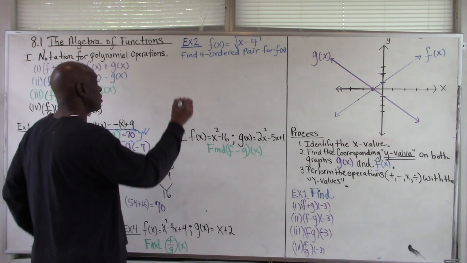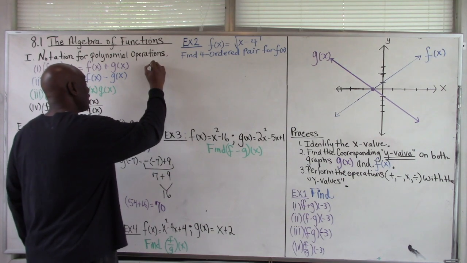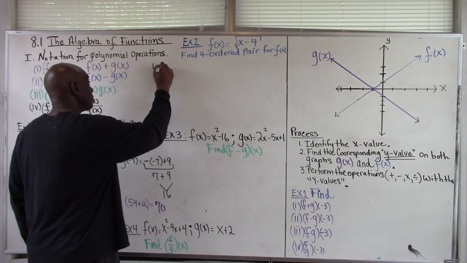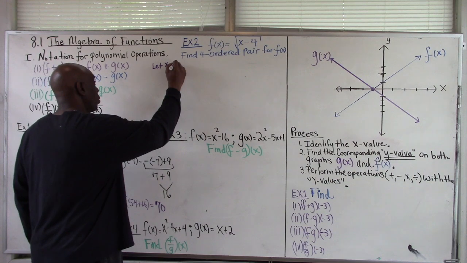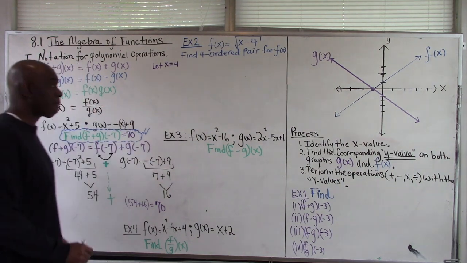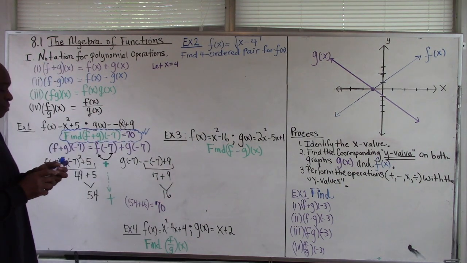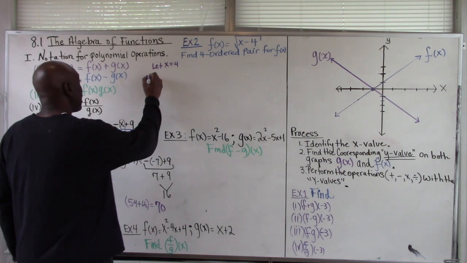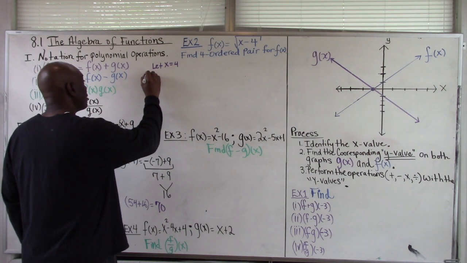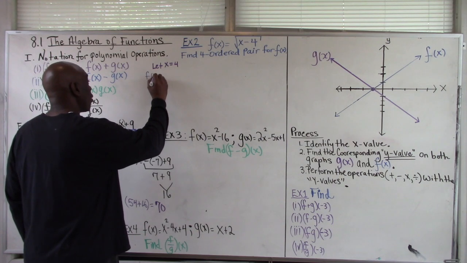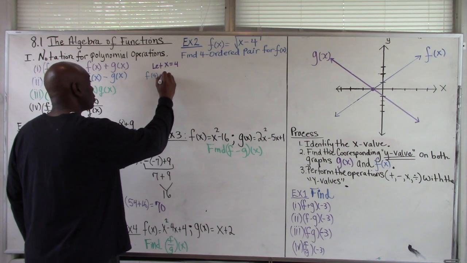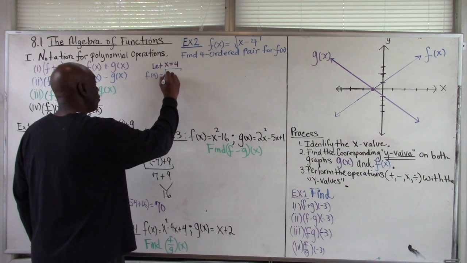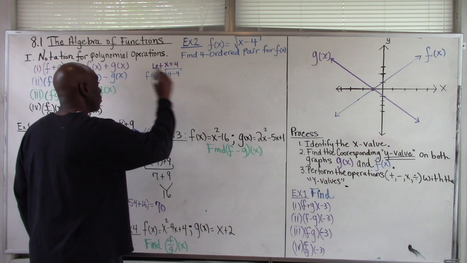To do that, we have to find out what we want to let x equal. Starting off, I'm going to let x equal 4. I'm going to start with 4. So if I let x equal 4, I'm going to have f of 4, which equals the square root of 4 minus 4.